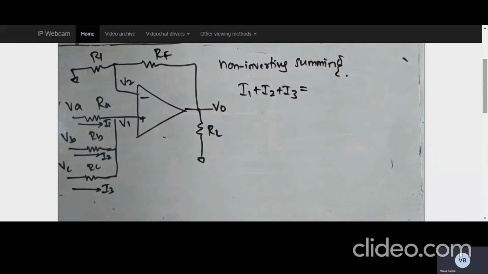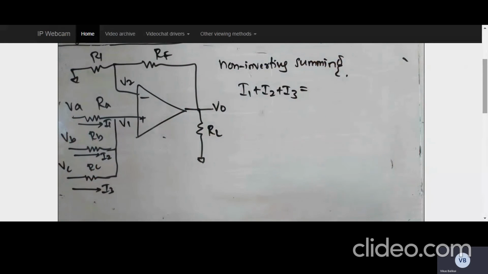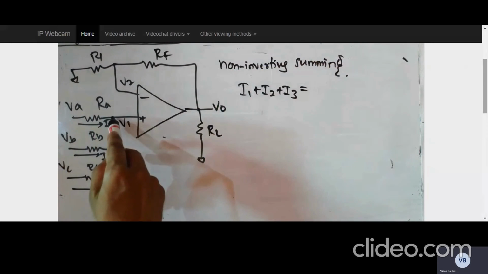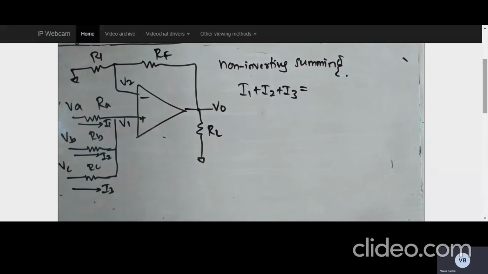In my inverting configuration, I said this current is equal to IF, because all the current that was entering one particular node over here was exiting from this node towards the output terminal through the resistance RF, and that was the reason I equated I1, I2, I3 to IF.